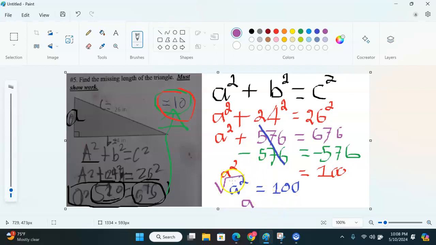Well, again, whatever you do to one side of the equation, we're going to do the same thing to the other side. And the square root of 100 is going to give me 10. And that's how a is equal to 10 in this problem.